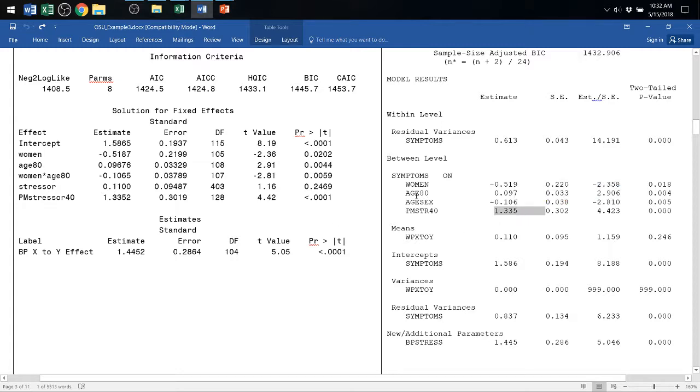If I were to just put stress in the model and not have person mean stress with it, it would tell me that the within stress effect is 0.1, and the between stress effect is 0.1. So the contextual effect picks up the difference between what the smushed effect would say and what the between effect really is.